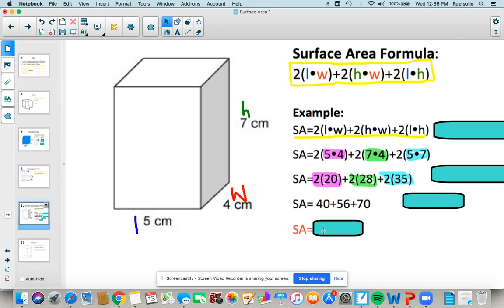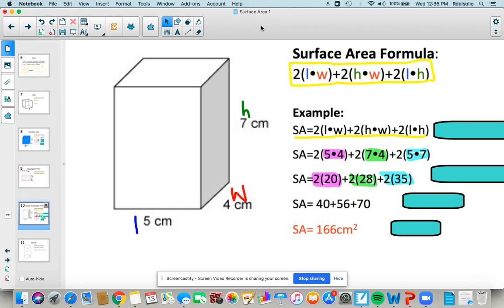Oh, and I had the answer revealed, but when we add those all together, 40 plus 56 plus 70, the surface area of this rectangular prism is 166 centimeters squared.